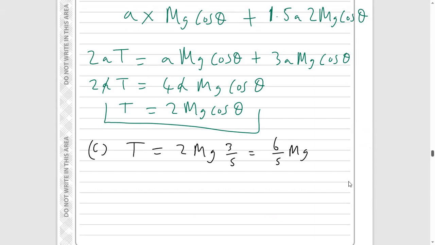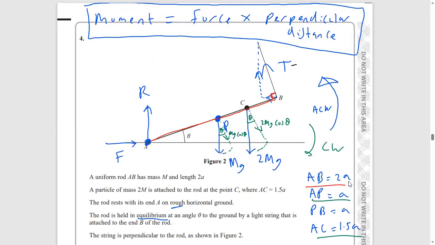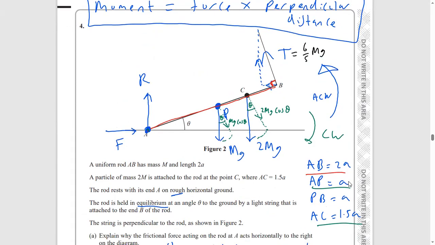So that's our tension. So let's go back to our diagram and add some extra data in. So that T is going to be 6 over 5 mg. So then we want to find the reaction force. So now we can just do balancing forces. We can just do balancing vertical forces. Remember, we want to find R. This is what we want to find in part C of the question. We've got to find the R.